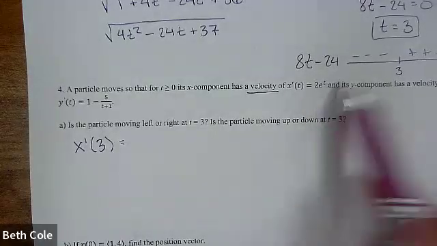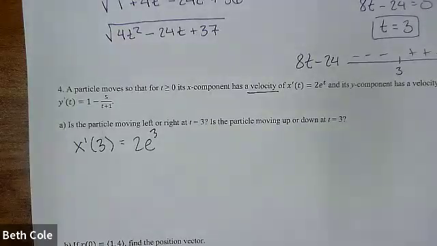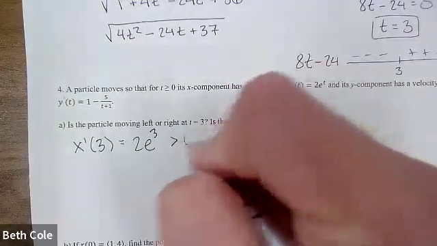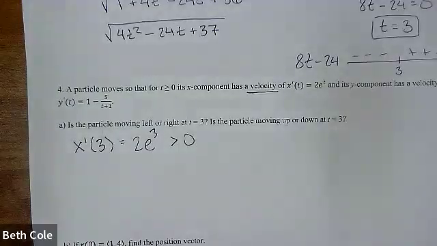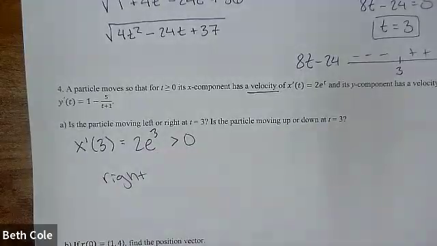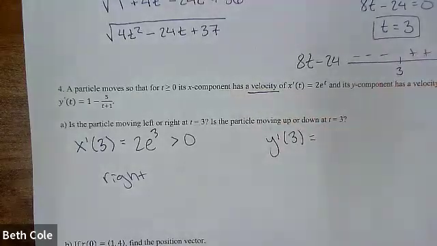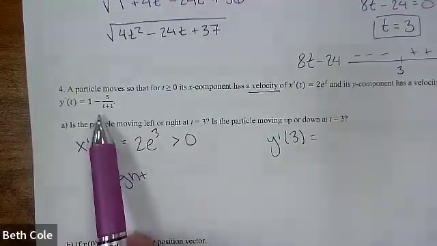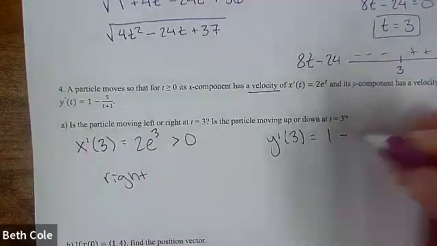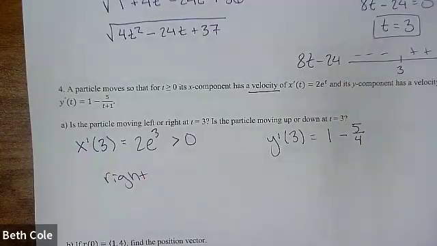So if you plug 3 in there, you just get 2e to the third, which I don't know exactly what that is off the top of my head, but I know that it is positive. That's the point. So left or right? Right. Good job. Negative would be left. All right, and then we're going to do y prime of 3. So velocity at 3 for y. Plugging 3 into there, you would get 1 minus 5/4. 3 plus 1 is 4 is all the math we did there.